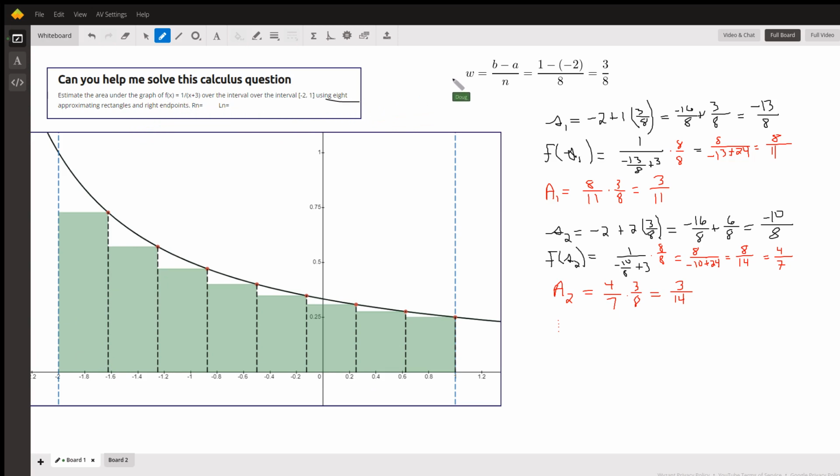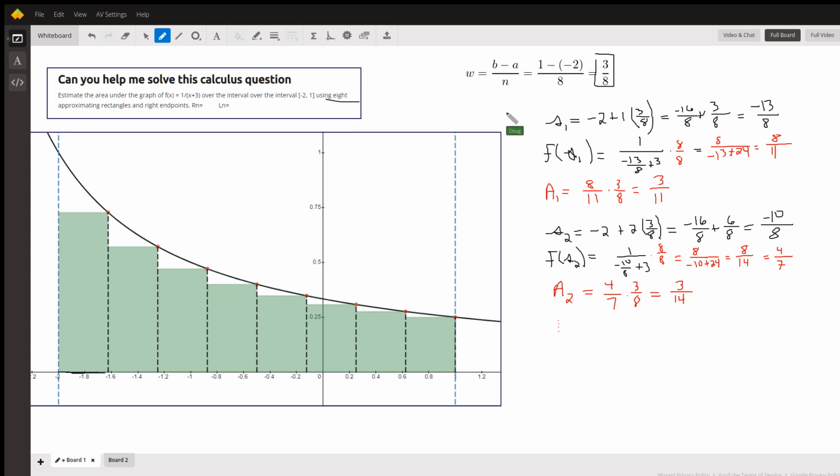There's the 8. So the width of each of these rectangles is the right-hand endpoint, which is 1, minus the left-hand endpoint. That's the distance from -2 to 1 divided by n. So we're dividing the interval from -2 to 1 into 8 subintervals, each of a length of 3/8. So this distance right here is 3/8. You could convert that to a decimal if you wanted to.